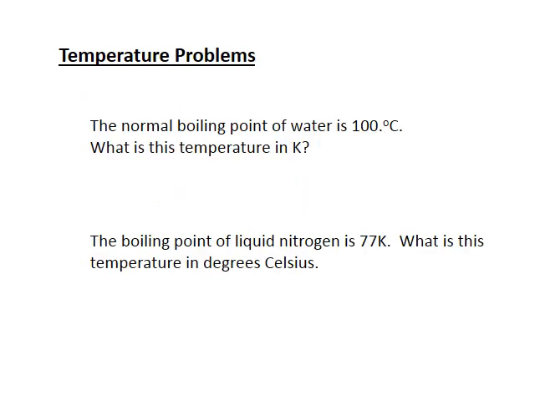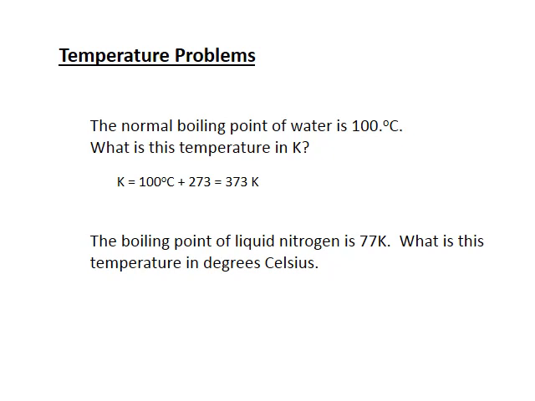So if I have a measurement that I've made, in this case 100 degrees Celsius, and I want to know what that is in terms of Kelvin, it's just a simple formula. I just plug in the 100 degrees Celsius, add it to the 273, and I get my Kelvin temperature.